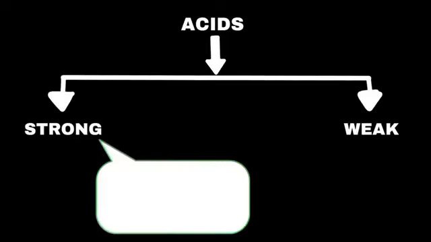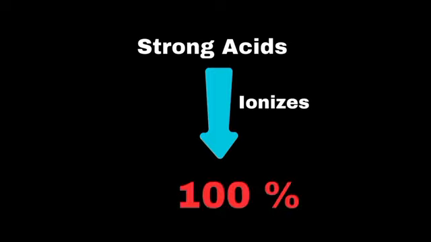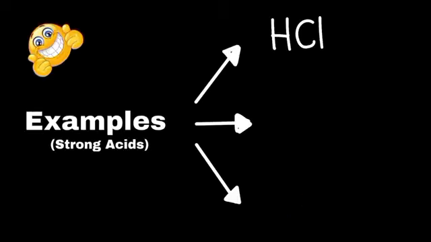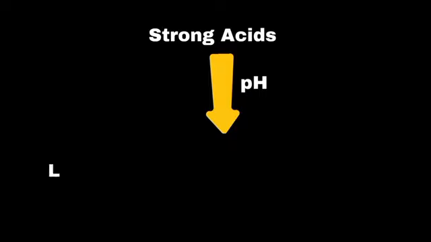A strong acid is an acid that completely dissociates into its ions in water, releasing all of its hydrogen ions. This means it ionizes 100%. Some common examples of strong acids are hydrochloric acid, sulfuric acid, and nitric acid. A strong acid typically has a very low pH, often below 1 in concentrated forms.